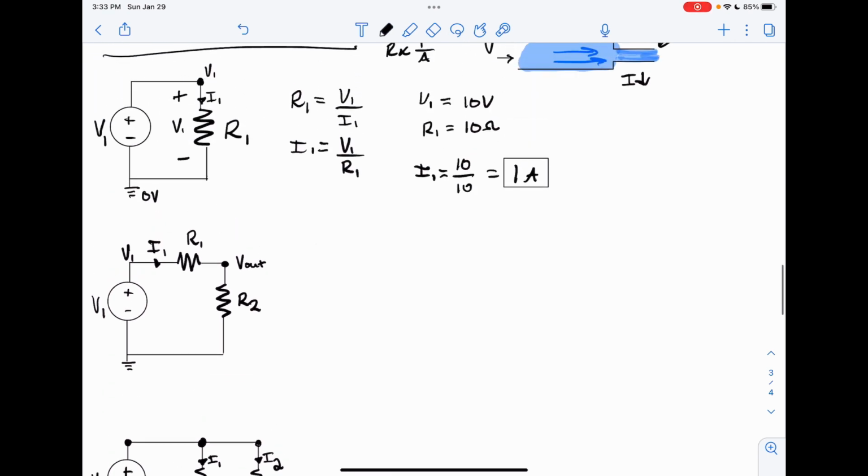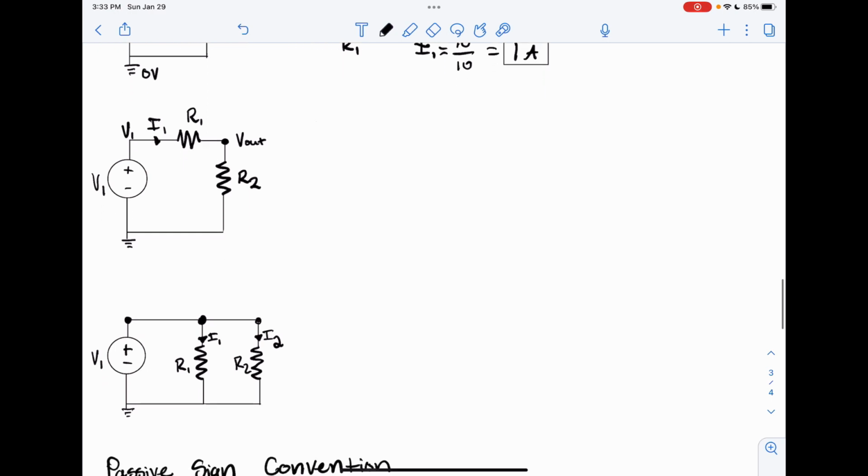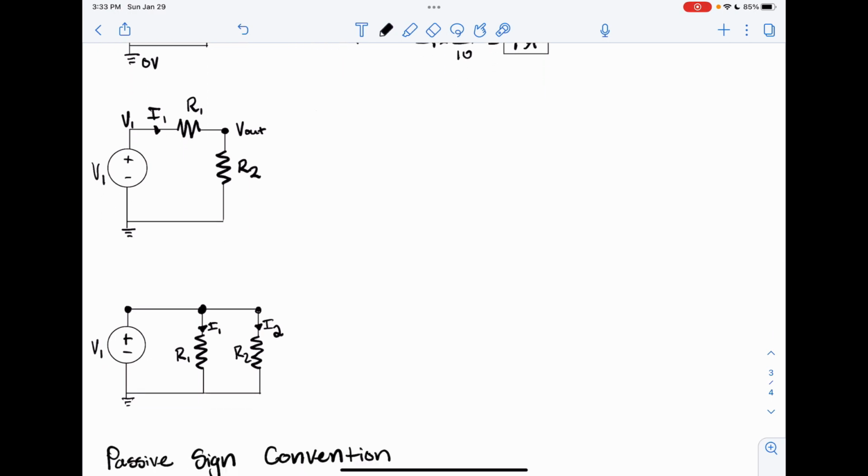Pretty straightforward. That's how you use Ohm's law. So let's see if we can extend that to find V out of this circuit. So find V out.